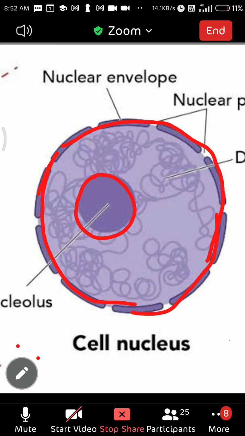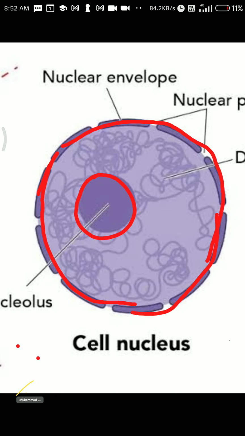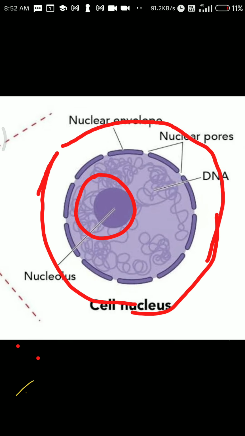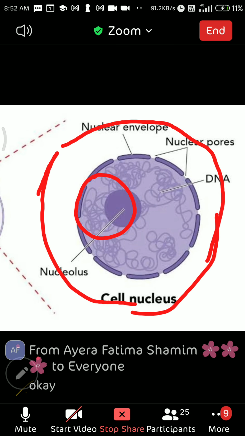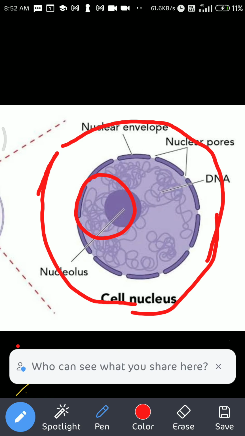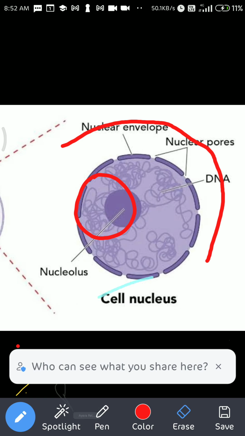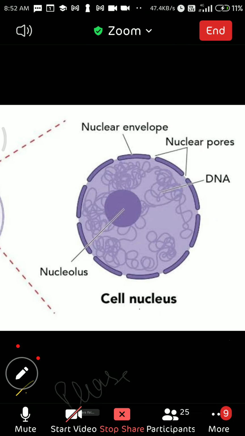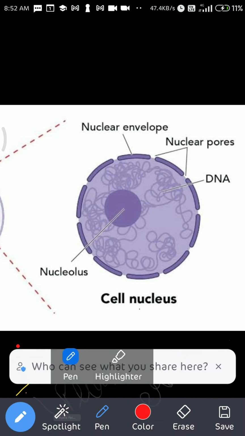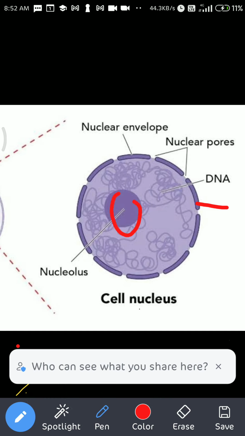So here, this is a prominent, well-defined nucleus. You can see in this picture, inside this, fiber-like structures are there. That is DNA or genetic material. And here, this is the nuclear envelope or nuclear membrane. This is nucleolus.